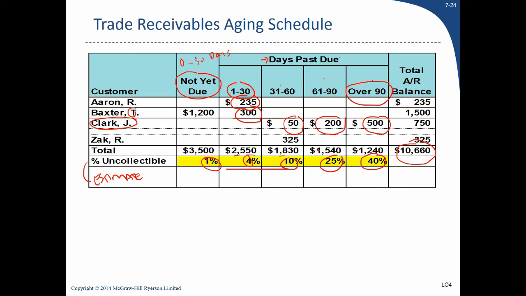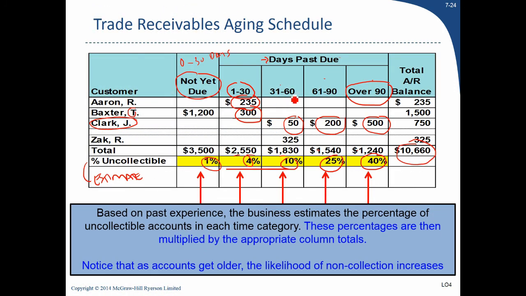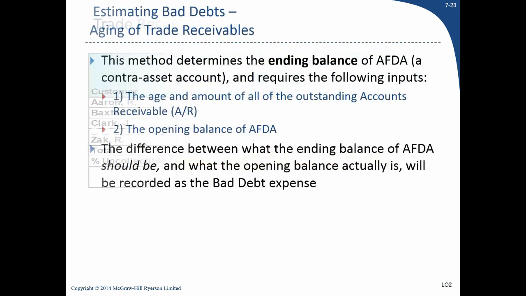So, what we do here is we determine the ending balance of AFDA. What we need to know is the age and amount of all of the AR, which we have here. So we know how old each of these accounts are, and we have the balances, and we have an estimate of the likelihood that they won't pay. But because we're determining the ending balance, we need to know the opening balance, so we can determine the difference. And that difference is bad debt expense.